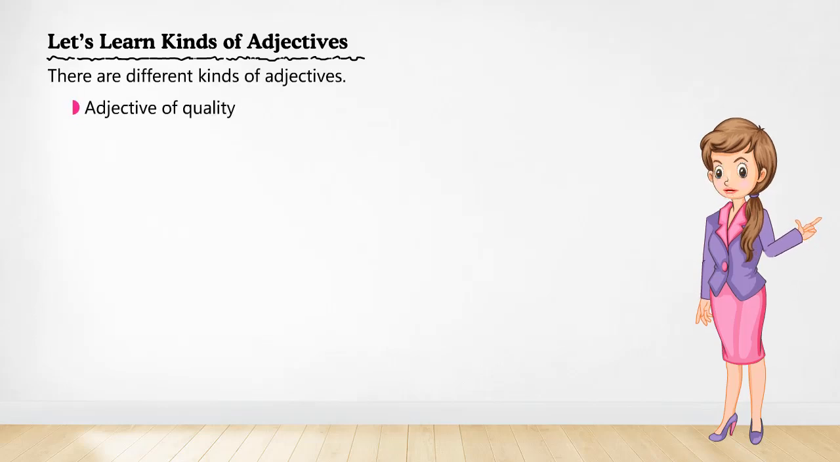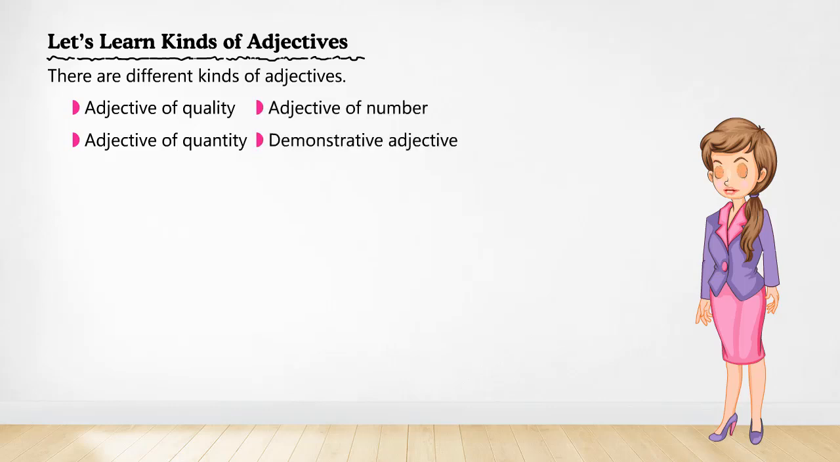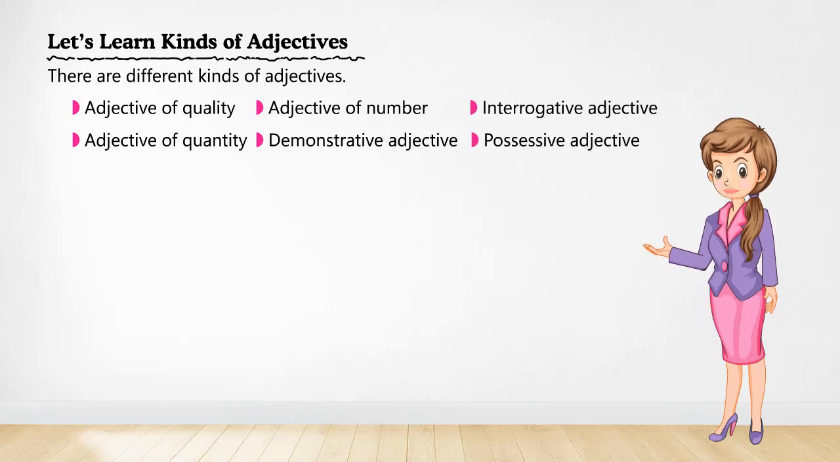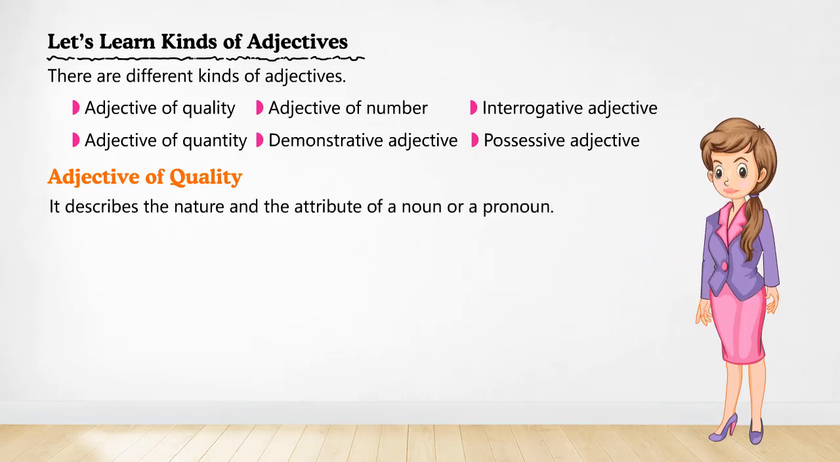Adjective of quality, adjective of quantity, adjective of number, demonstrative adjective, interrogative adjective, possessive adjective. Adjective of quality. It describes the nature and the attribute of a noun or a pronoun. For example, square, golden, thoughtless, rare, etc.